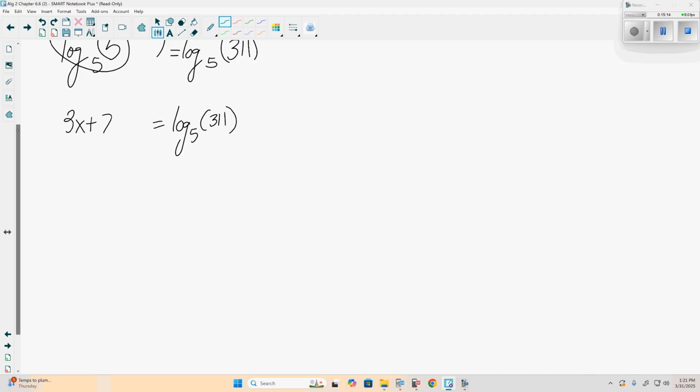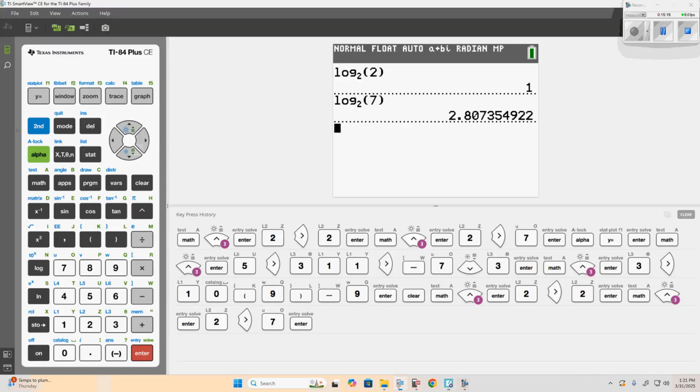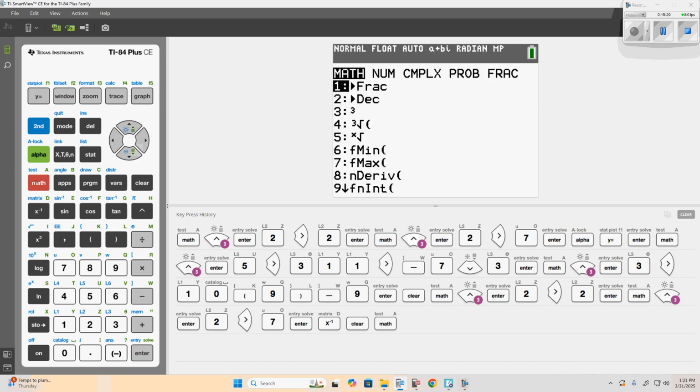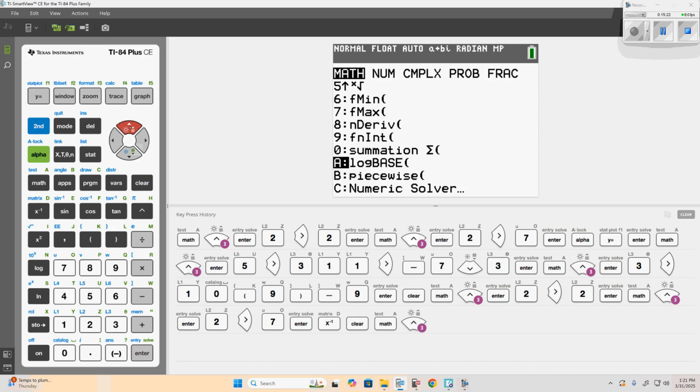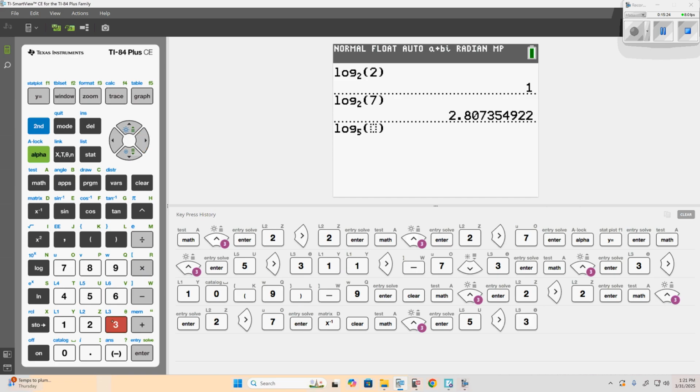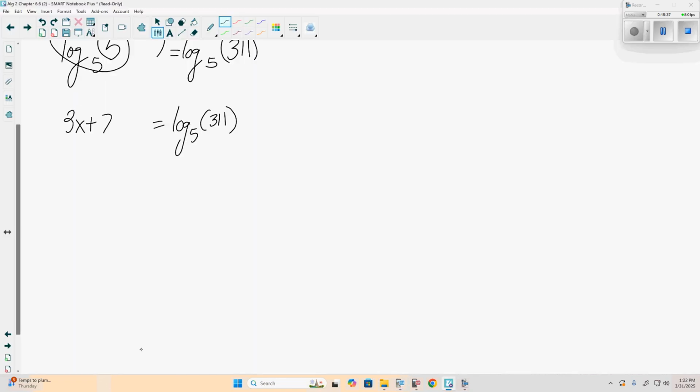Now with these logarithms, log base 5 of 311, we could see if we can simplify it. Log base 5 of 311, it's an irrational number. These numbers that come out of the logarithms, for the most part, are irrational, non-repeating, non-terminating decimals. So for us here, we're going to leave it as log base 5 of 311.